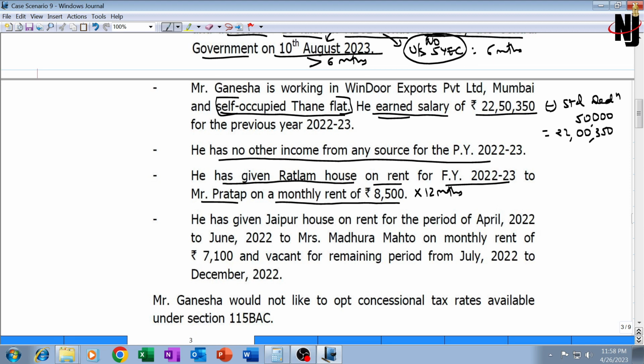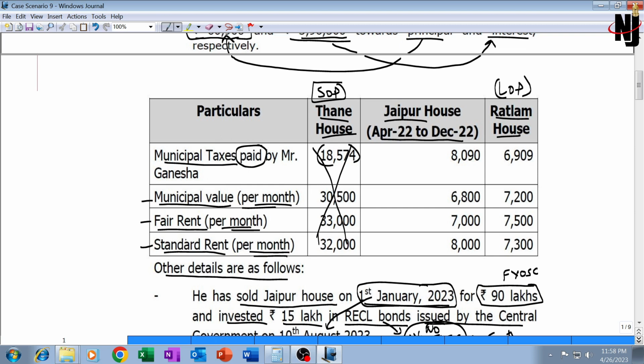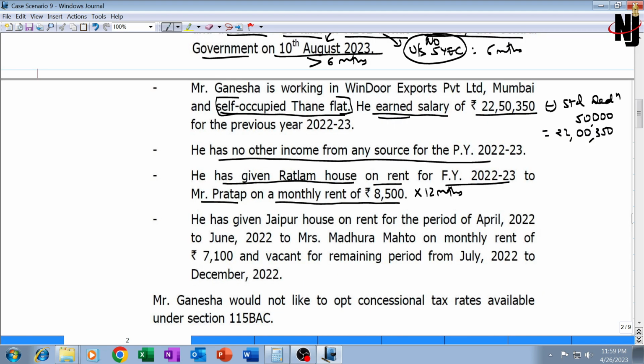All the details are given to us, municipal valuation, fair rent, standard rent, so we'll have to compute GAV. Everything is given on a monthly basis, so we'll calculate it out. Further, he has given Jaipur house also on rent for the period April 22 to June 22.